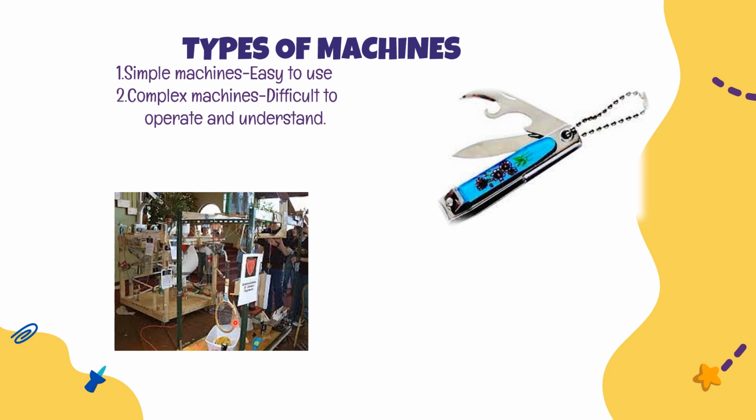Whereas if you take complex machines, they are very difficult to operate. They have more parts and are very difficult to understand also, because they need training for usage. As examples of complex machines you can take a car jack and cranes. So these are some of the examples of complex machines. Okay.